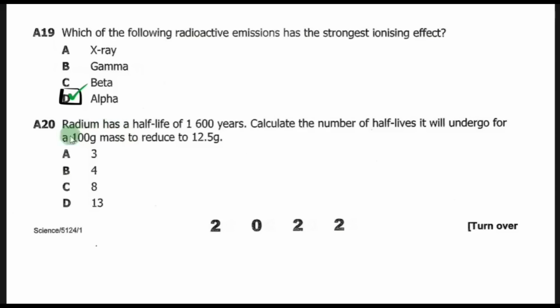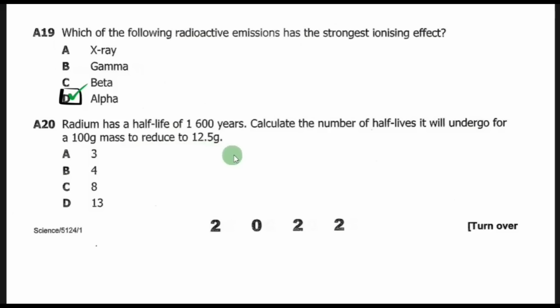And we are told the radium here has a half-life of 1600 years. It means that for 100 grams to go to 50, that is the number of years that must pass. But the question is quite a different one. They are saying calculate the number of half-lives it will undergo for a 100 gram mass to reduce to 12.5 grams.